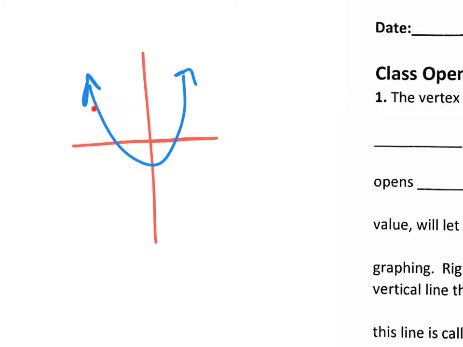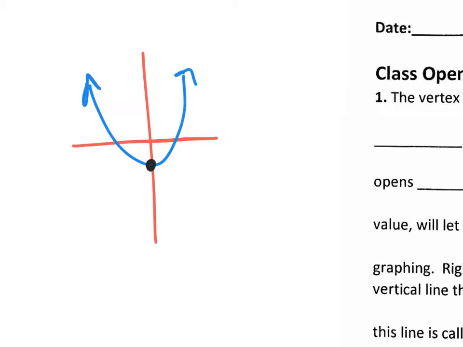So if you're traveling from left to right on this parabola, you're going down, and then all of a sudden you reach a lowest point and then it goes back up. So this would be the vertex of that example of the parabola. The parabola either opens up or down, and once you know if it opens up or down, you'll know if your vertex is either the highest point or the lowest point of that U-shaped curve.